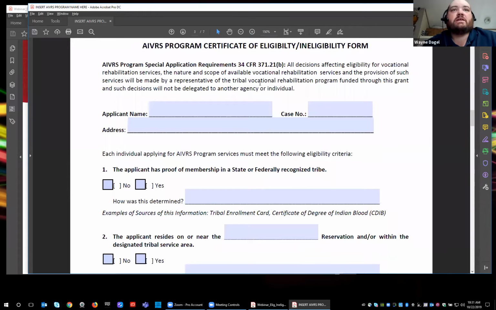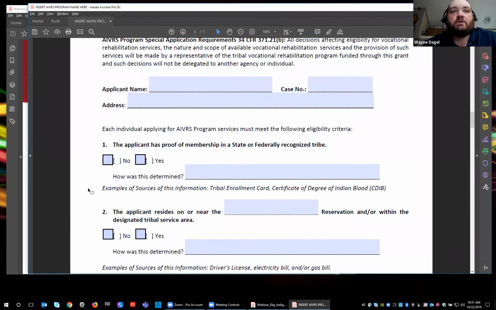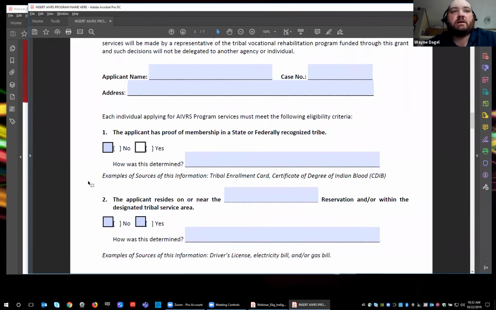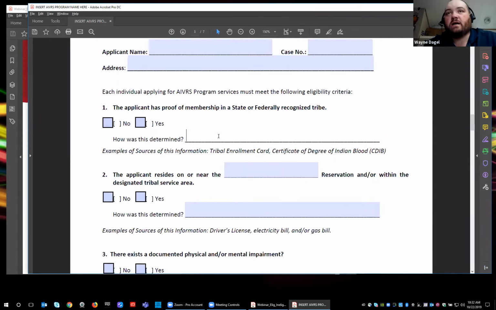So now we're getting into the actual form. This is where you would start inputting the data. So up front we have the demographic stuff, case number, address, client name. On number 1, it's a really easy checkbox tool, and it goes right off the 6 criteria. Is there proof of membership? Yes or no? How was it determined? You'd put in there whatever your tribe or your area utilizes as the source of determining enrollment.